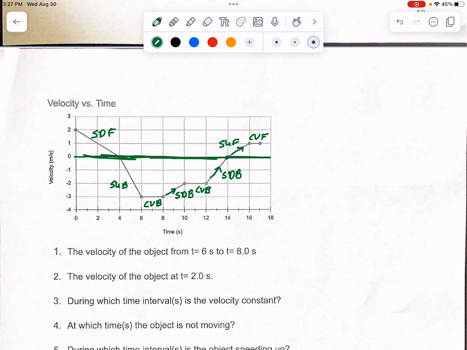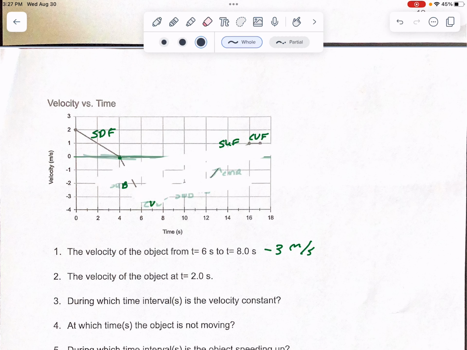Okay. Number 1, the velocity of the object from 6 to 8 seconds. I just want to know what was my velocity at 6 to 8 seconds. So if you come over here, here's your line right here. That is just at -3 meters per second. Okay, and let me clear this up a little bit so you can see.